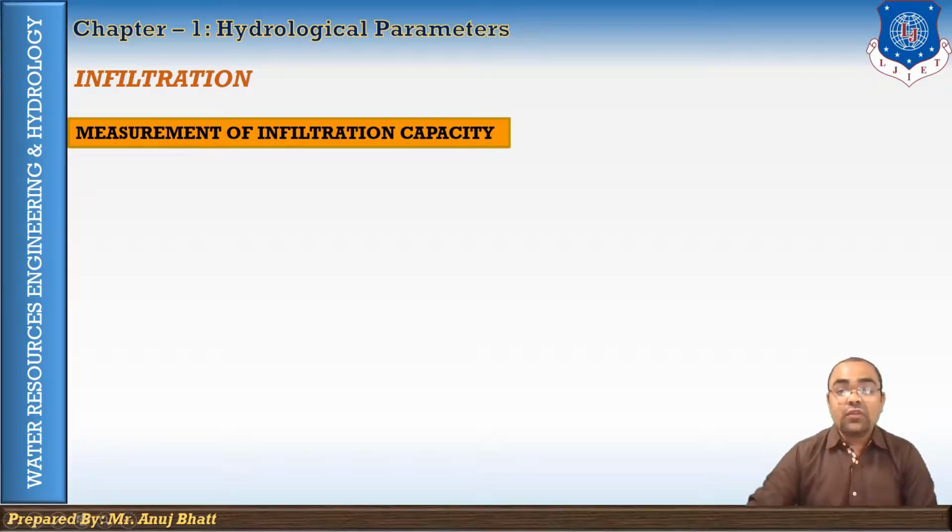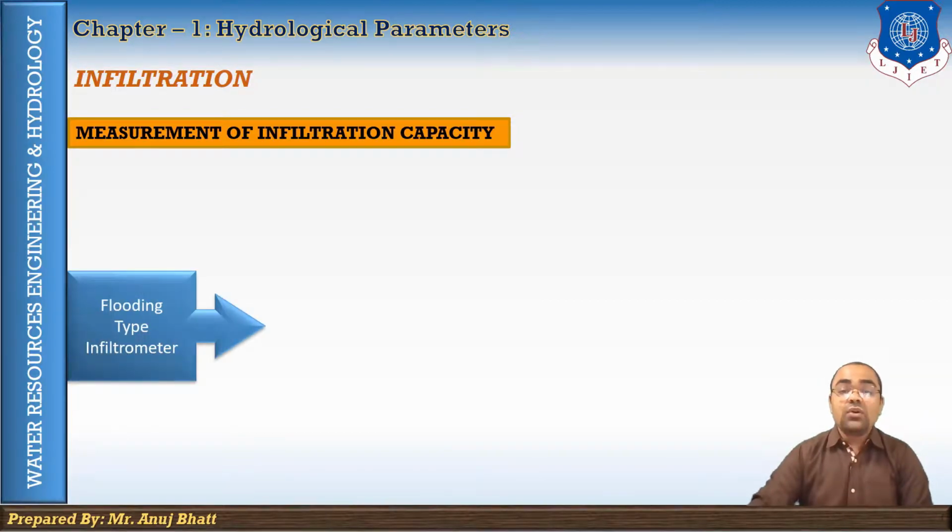Infiltration capacity of a soil can be measured in the field by conducting controlled experiments on small areas using an infiltrometer. We have two different types of infiltrometer. The first is the flooding type infiltrometer, and the second is the rainfall simulator. Let us discuss the flooding type of infiltrometer.